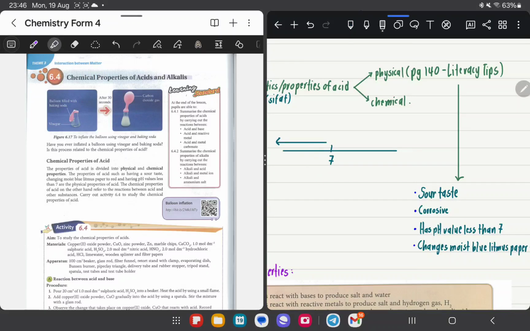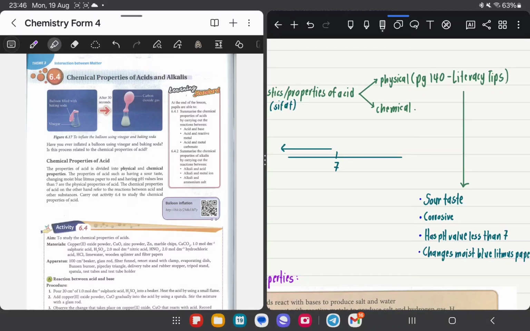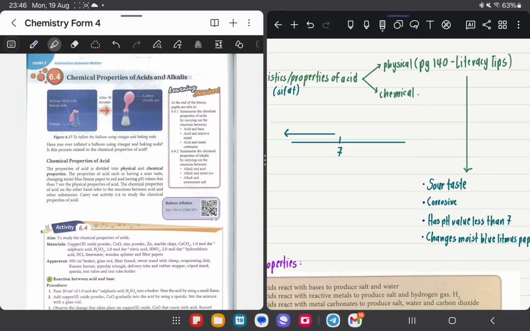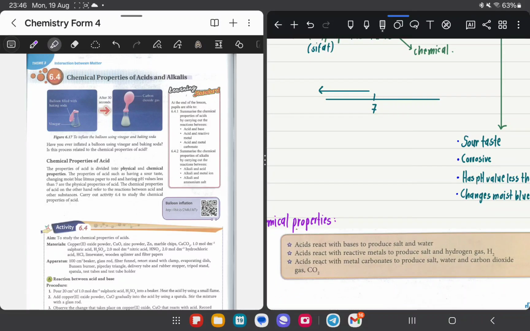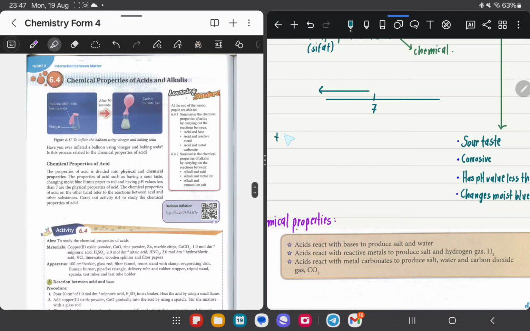These are the things you should remember, and remember that if the pH value of an acid is very small, the acid is very strong. So I will write it here: the smaller the pH value is, the stronger the acid is. If you get an acid with a pH of maybe 1, it is extremely strong.